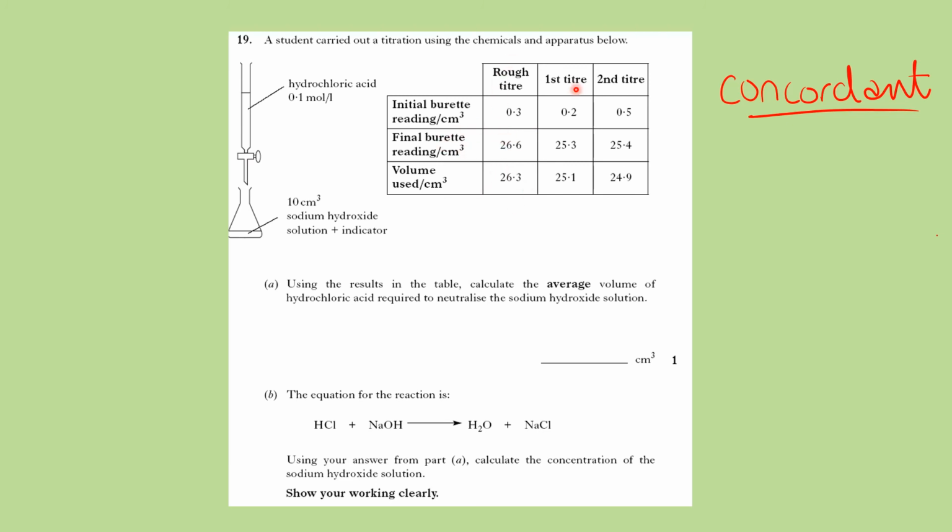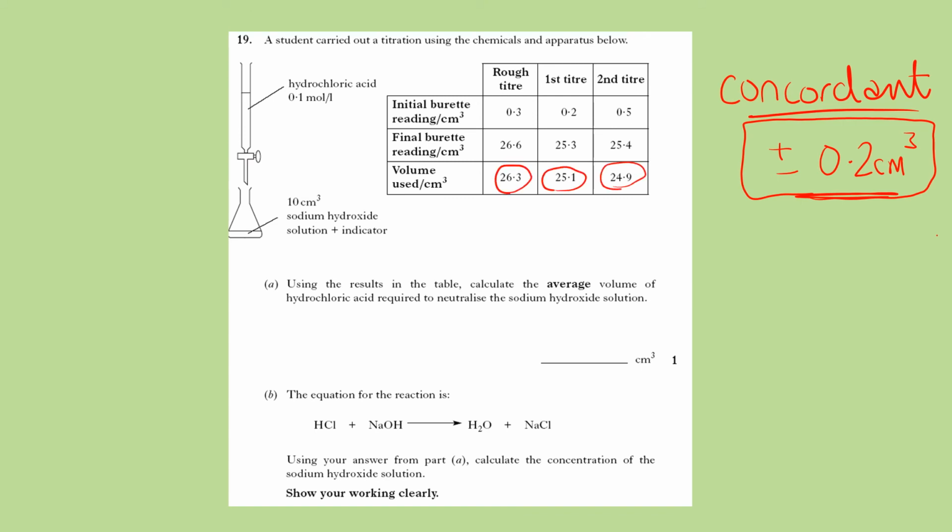They then repeated the experiment again and got 25.1. Now the rule in chemistry is that to be concordant, in order for the two results to agree with each other, they have to be plus or minus 0.2 centimetres cubed. That's how close they have to be. Now if you were doing this in class, you would keep repeating the experiment again and again and again until you got any two results that were this close together. Results that are concordant. Now the trick to this question is they've given you 3 results.